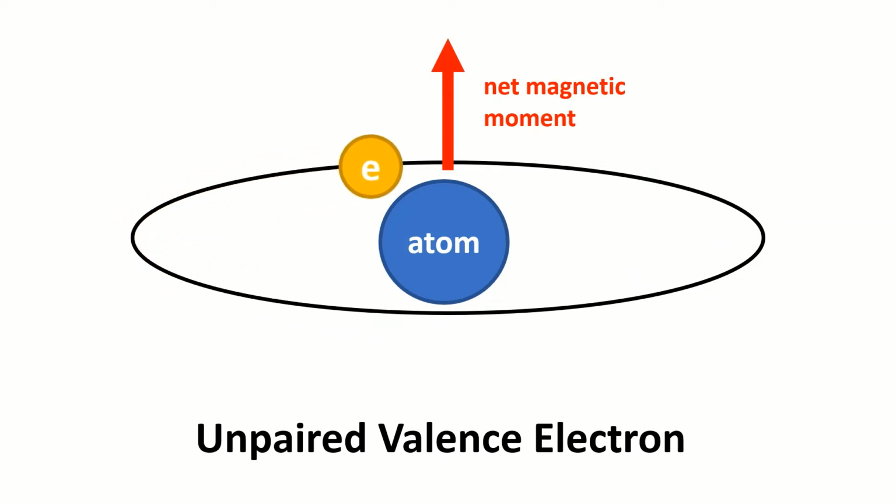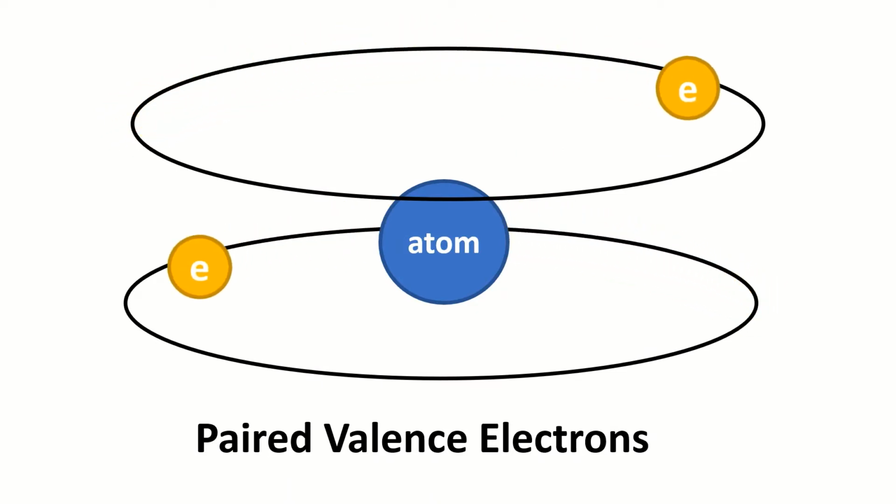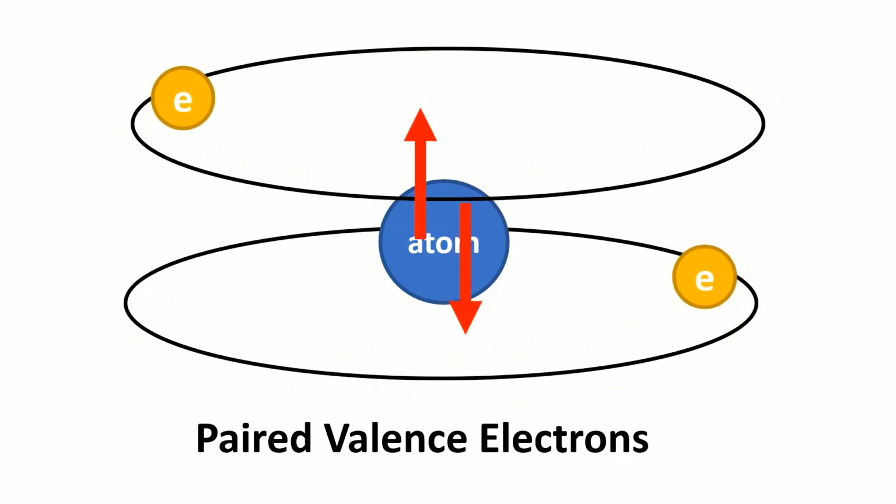If there is only one valence electron, the magnetic moment created by the spinning electron is in a certain direction. If, on the other hand, the valence electrons are paired, the magnetization induced by one electron is cancelled out by the magnetization of the other, giving us no net magnetization.